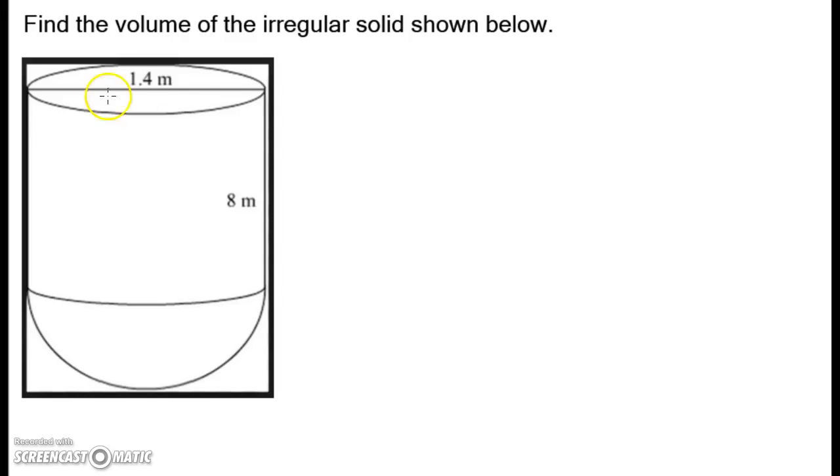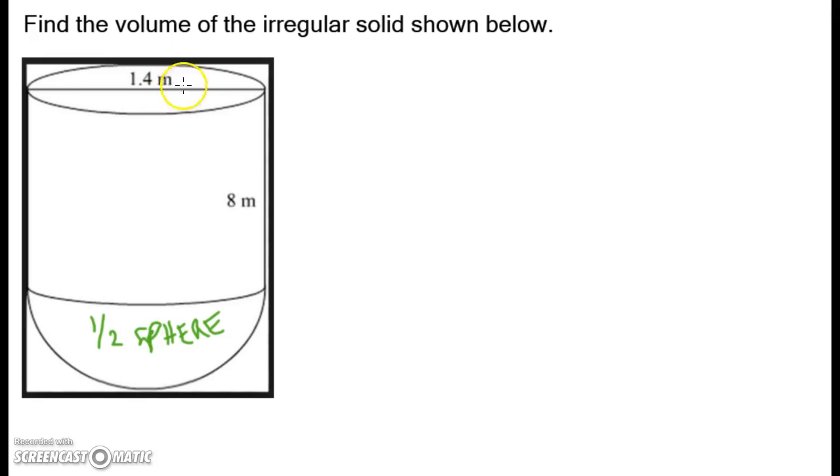So this question says, find the volume of the irregular solid shown below. All right, so what we're seeing here is a cylinder with half of a sphere underneath it. I'm going to write down here that this is half of a sphere. It's not a whole sphere. It's only half of it. It's a hemisphere is what that's called.